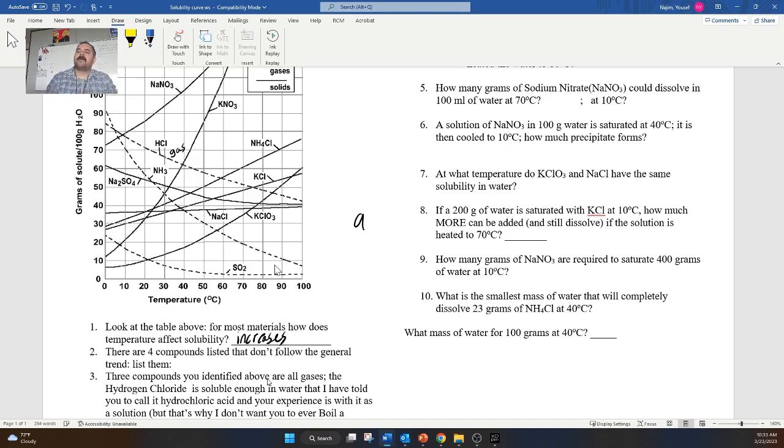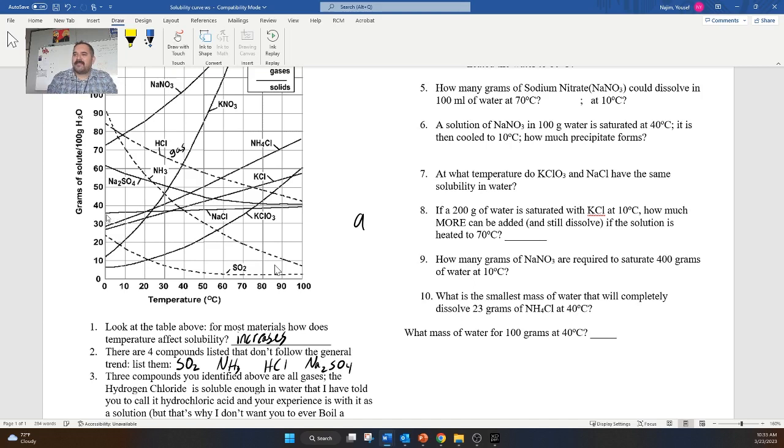There are 4 compounds listed that don't follow the general trend. What are they? Which ones don't follow the general trend? A little bit louder, please. I'll help you out. SO2? What's another one? NH3? What's another one? It's Na2SO4.